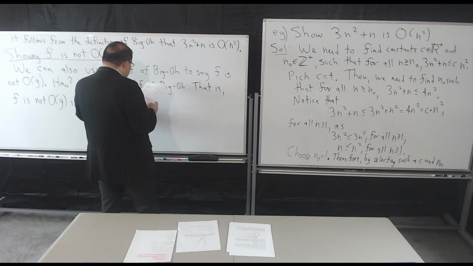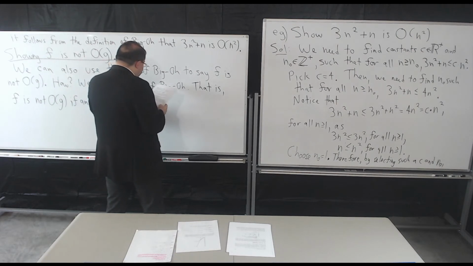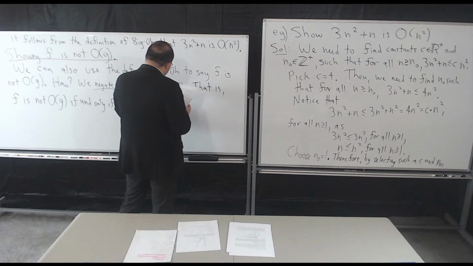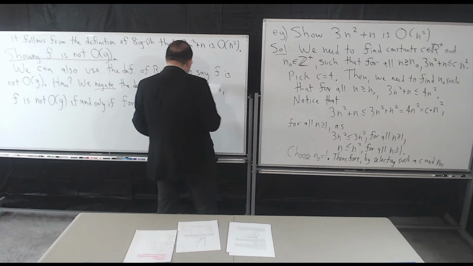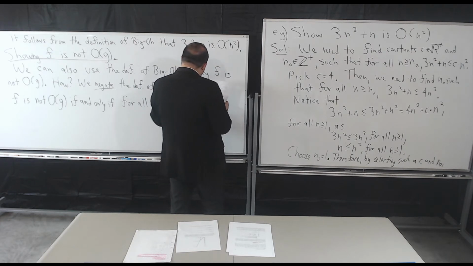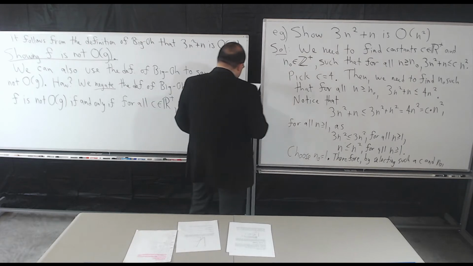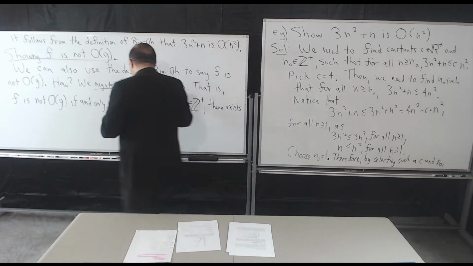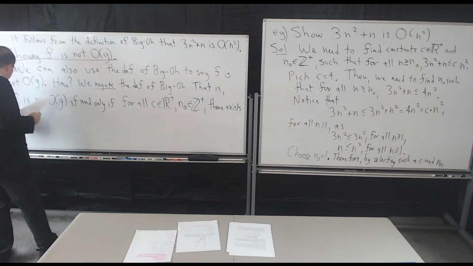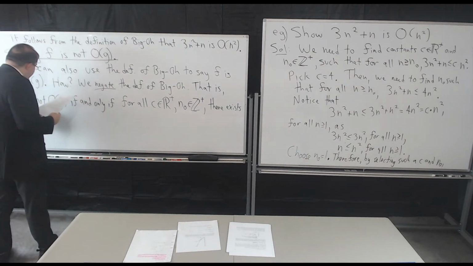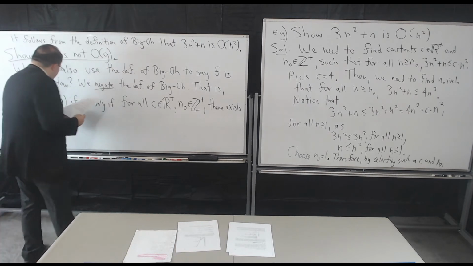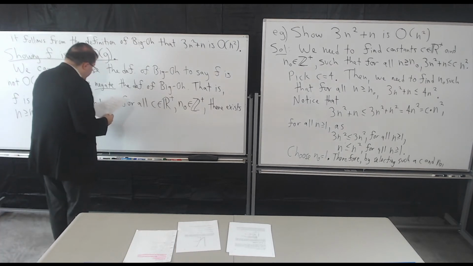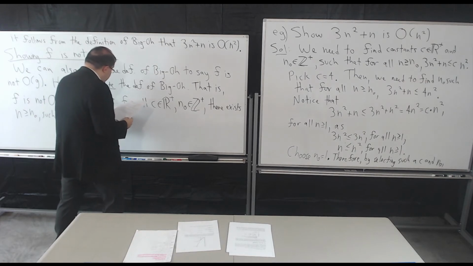So if and only if, for all C, which is a positive real number, and N0, which is a positive integer, there exists n greater or equal to N0 such that f of n is greater than c times g of n.